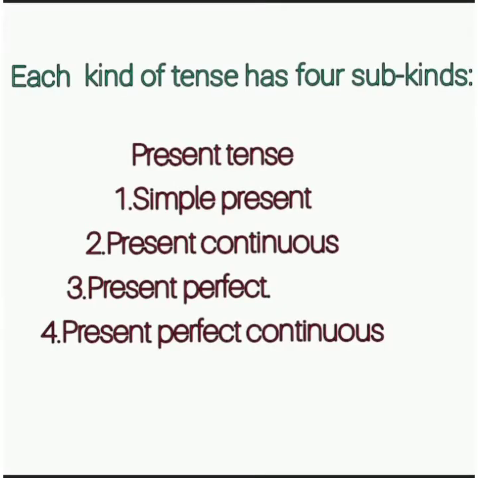Each kind of tense has four subkinds. Let us see the four subkinds of present tense. Number 1, simple present. Number 2, present continuous. Number 3, present perfect. Number 4, present perfect continuous.